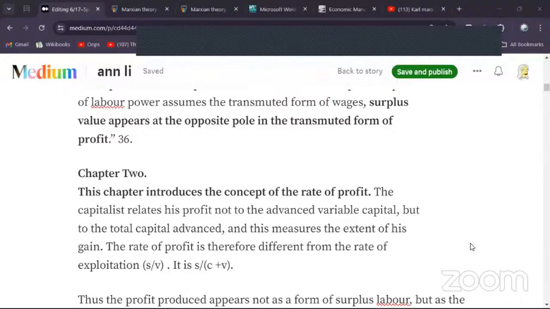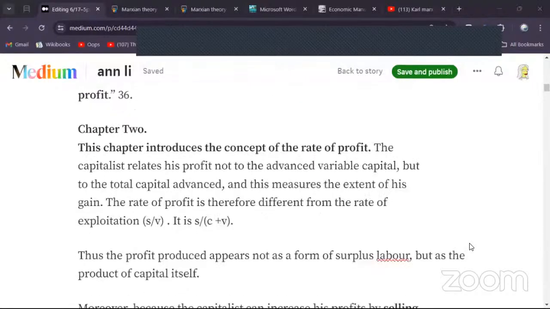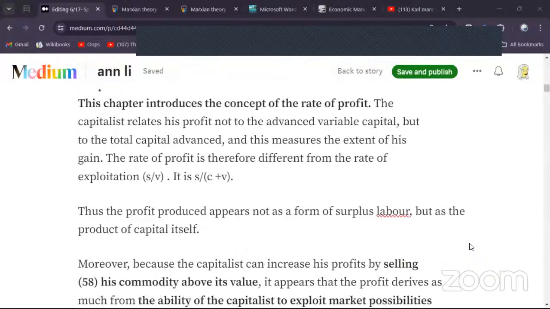This chapter introduces the concept of the rate of profit. Remember, we're talking about ratios and a ratio over time, which creates this kind of way of thinking about stuff. The capitalist relates his profit not to the advanced variable capital. Remember, advanced variable capital, when we were looking at it in the last volume, was this fourth circuit. And it was advanced because there's just more other stuff.